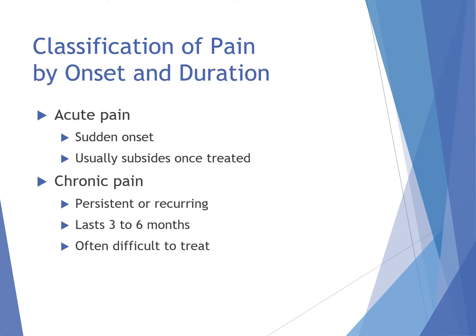So there are different classifications of pain by onset and duration. You have acute pain, which is sudden onset. It usually subsides once it's treated. And then you have chronic pain, which is persistent or recurring. It lasts 3 to 6 months, and it's often difficult to treat.